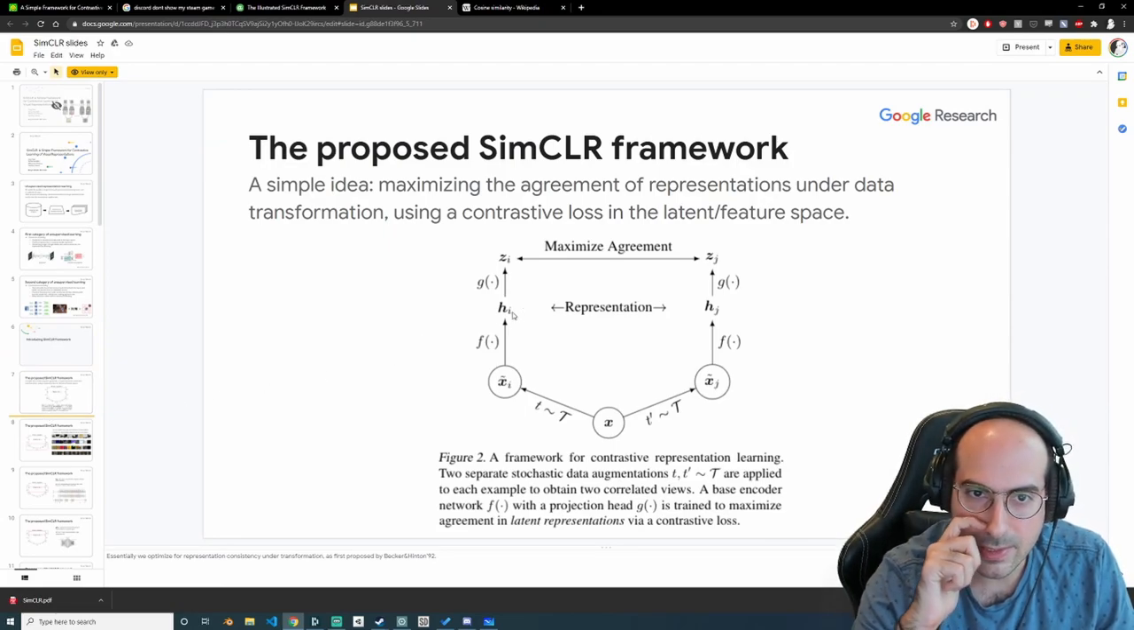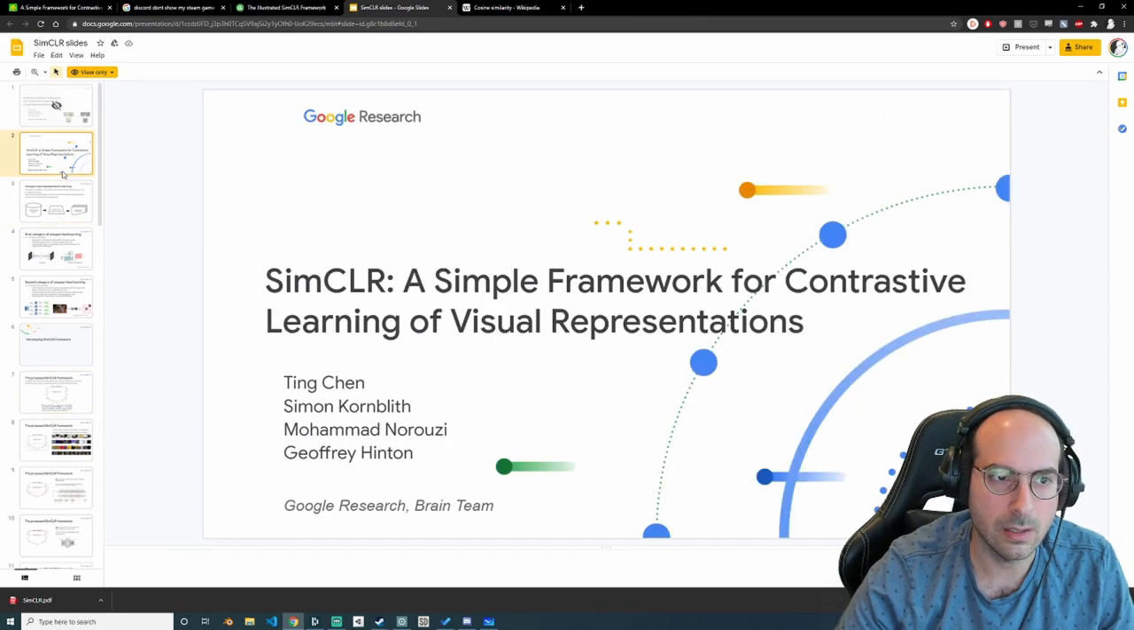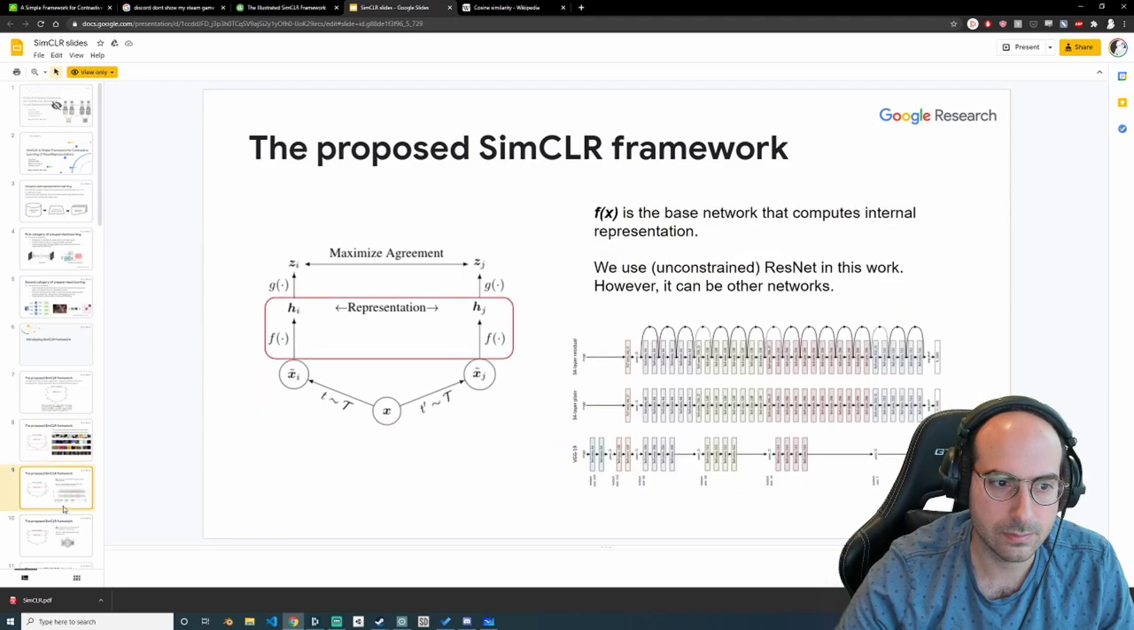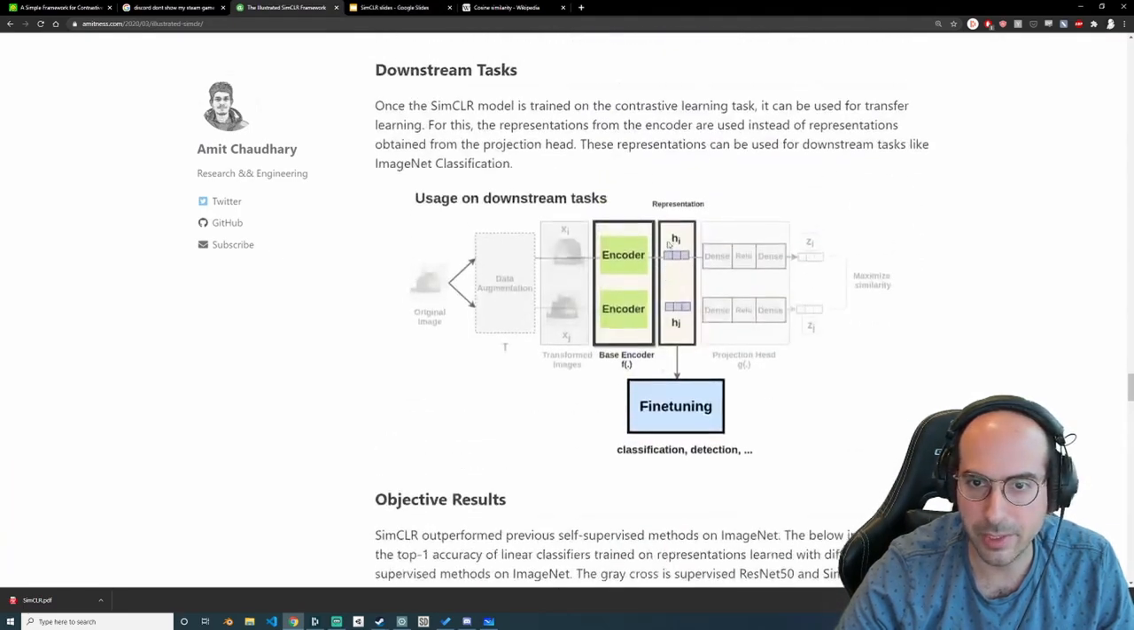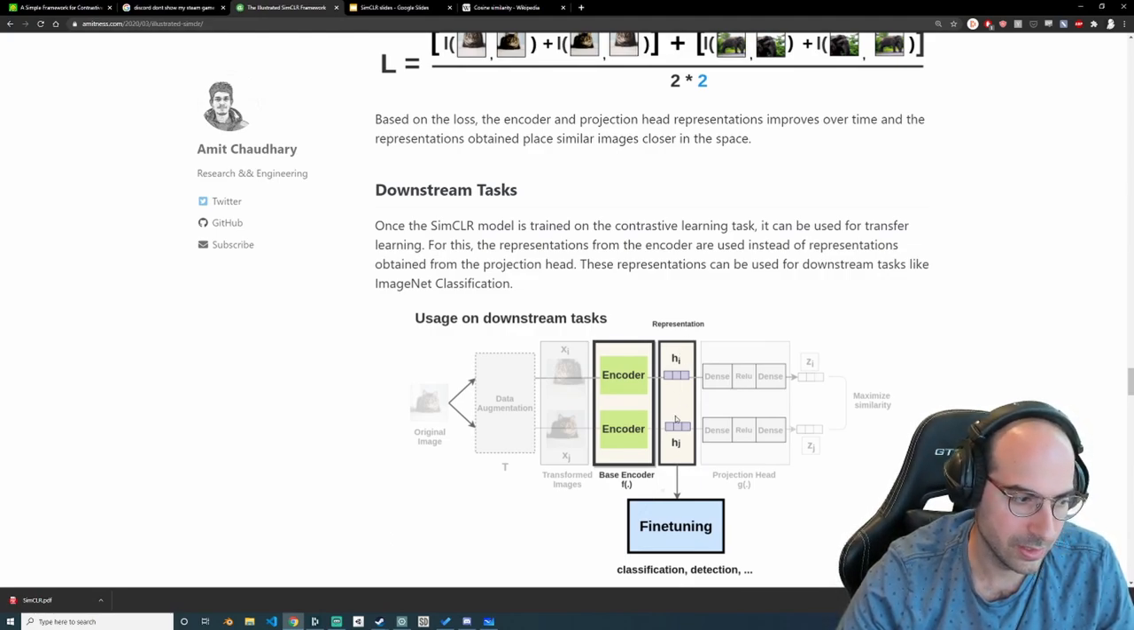All right. So with the SimCLR formulation, what they're doing is they're saying we're going to maximize the agreement of representations under data transformation using a contrastive loss in the latent feature space. Latent feature space is just fancy words to say, where is it? Actually, it was better here. When we say latent feature space, it's just a fancy word for basically the values in a given layer, like the last one before the projection head where you're doing the dense computations, because here it's all CNNs. That's how this encoder and this projection head really differ. Here there are CNNs with ReLUs, and here there are dense layers with ReLU. That's about it.